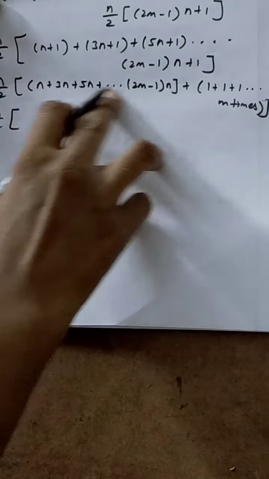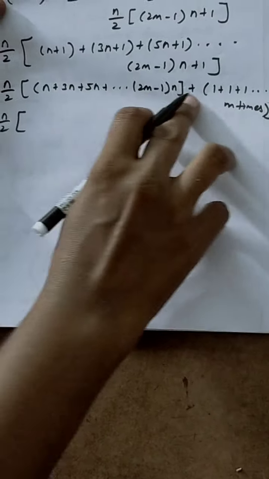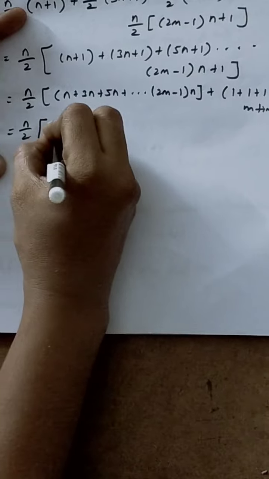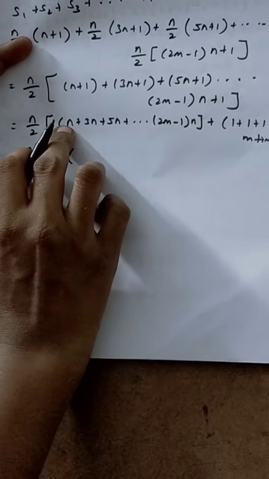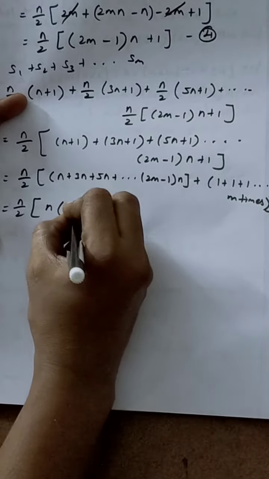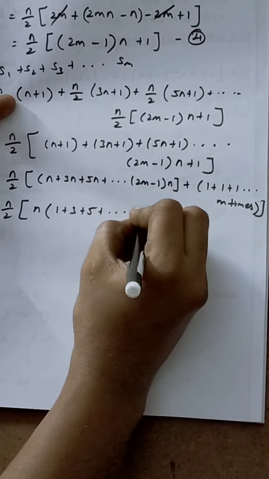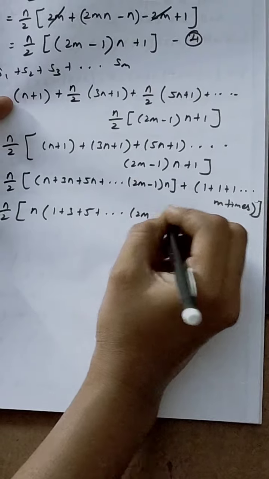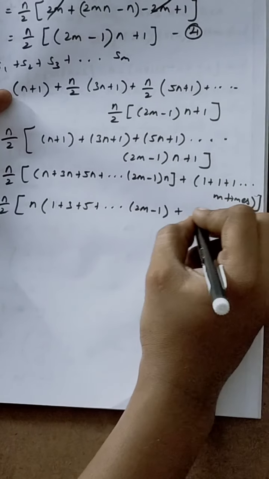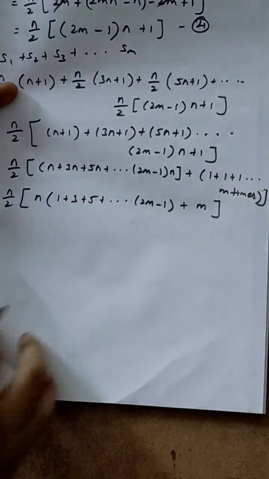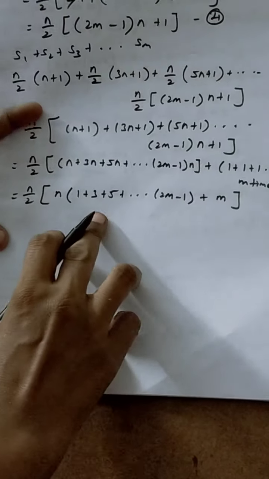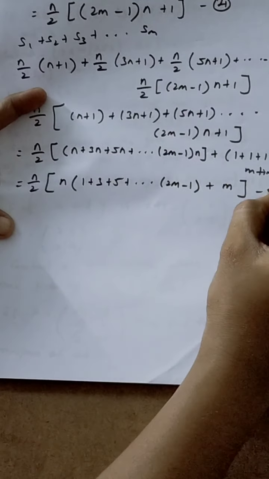In the first bracket, n is a common term for both terms, so n is written outside. What is the coefficient value? 1 only. 1 plus 3 plus 5 plus up to 2m minus 1, plus m times, we mention m only. Okay students, next, again this one is the fifth equation.